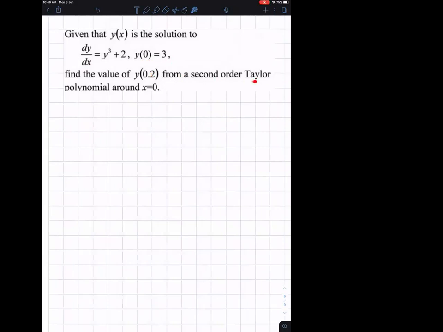From the second order. So this is the one thing that you want to know. We are only interested up to second order Taylor, only second order. Also, please note that our expansion is going to be about x equal to 0. x naught is 0, and then y naught is y(0), which is 3 in this case.